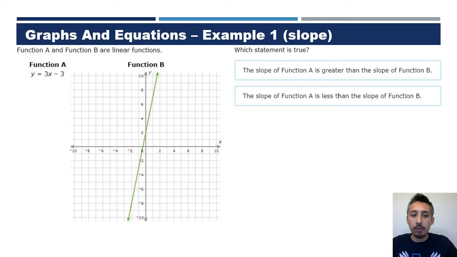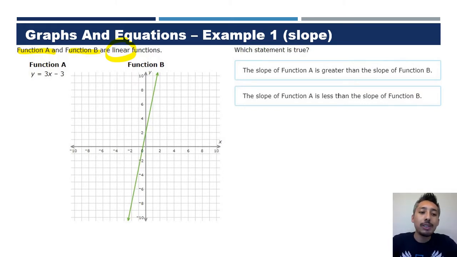Here is example number 1. For this first one, we're just going to be focusing on graphs and equations. We are told that we have function A and function B, which are linear functions. That word linear is important. We'll talk about it more in a bit.